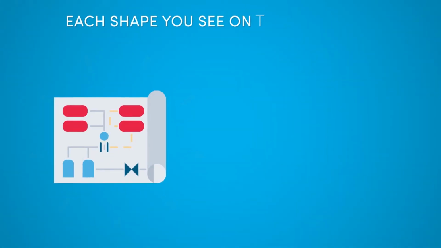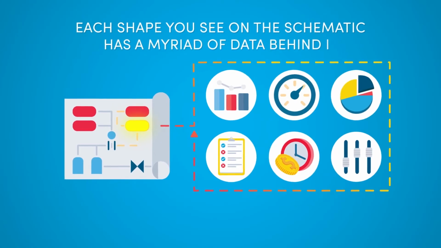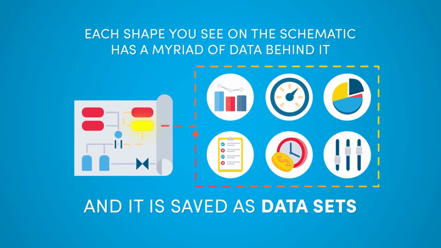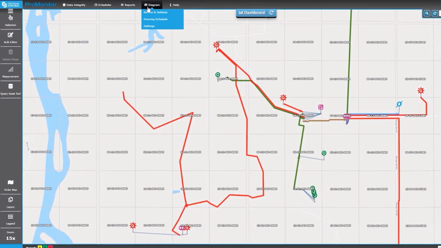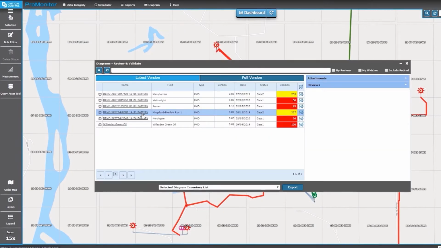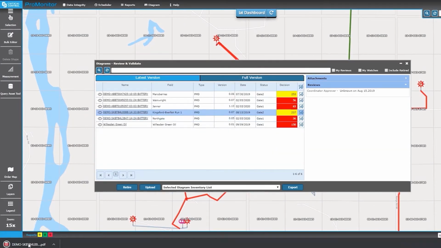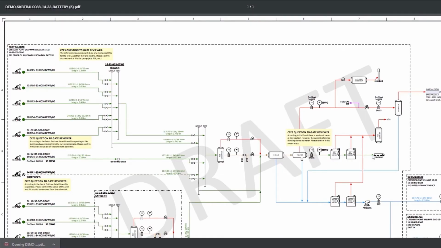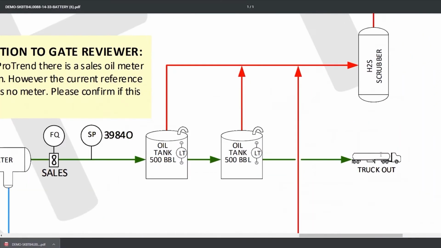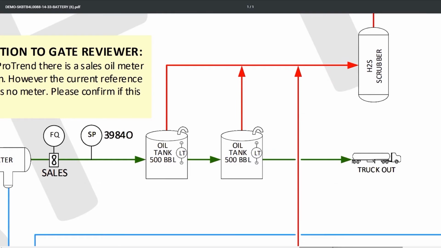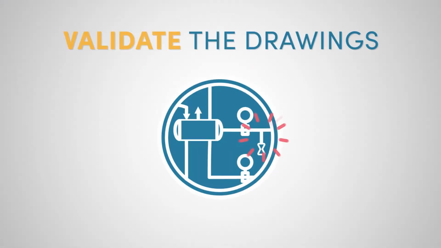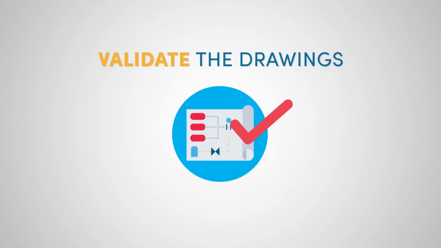Each shape you see on the schematic has a myriad of data behind it, and it is saved as data sets. Our unique tools and algorithms then run quality checks on the data accuracy, leaving notes on the drawings to be verified. All the first draft schematics will then be housed in ProMonitor, where your team can then validate the drawings. So what does this schematic product look like?